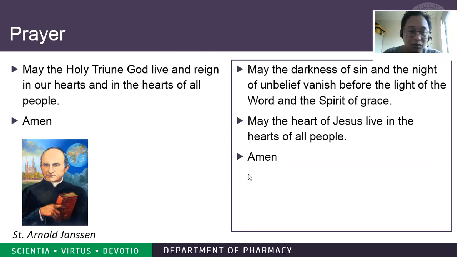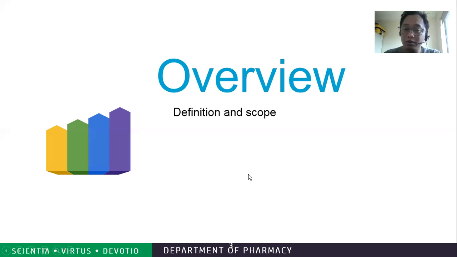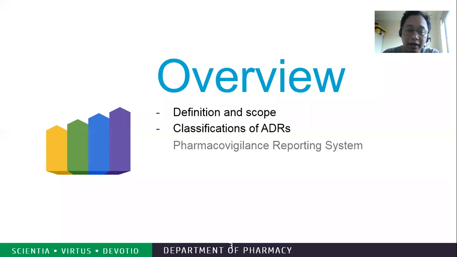In this module, we will look at the definition and scope of adverse drug reactions, and then we will compare the definition with the other definitions that are also used in the field of adverse drug reactions. After that, we will look at some classifications of adverse drug reactions, or ADRs. And then the last one, we will look at the pharmacovigilance reporting system.